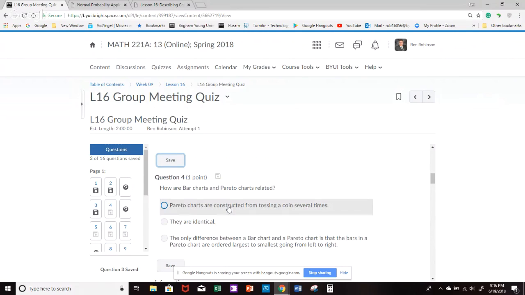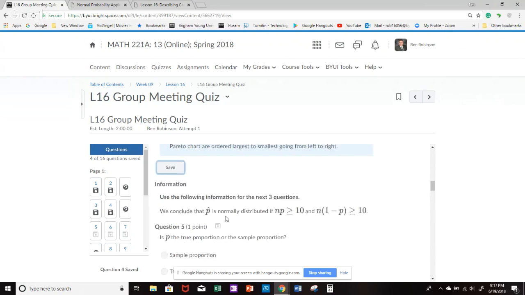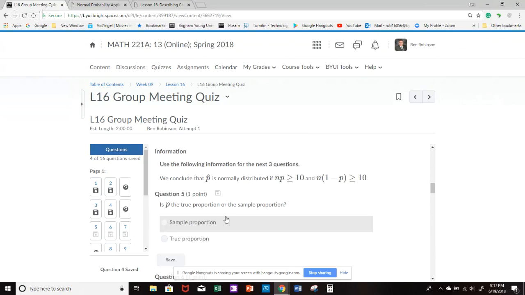You want me to take question 4? Okay, Gabriela. Pareto chart related. My answer, I put the only difference between a bar chart and a Pareto chart is that the bars in the Pareto chart are ordered largest to smallest, going from left to right. Okay, I agree with you. Ben, right. I agree.